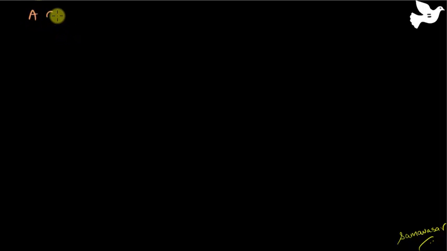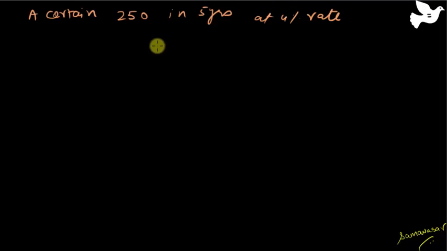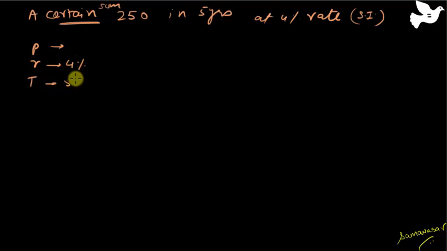A certain sum, so we don't know the sum, earns rupees 250 in 5 years at 4% rate, and we are given that this is simple interest. So we are being asked what is that certain sum. If I just use my variables, I have PRT. My principal is unknown, so let me keep this as P. My rate of interest is 4% and the time is 5 years.